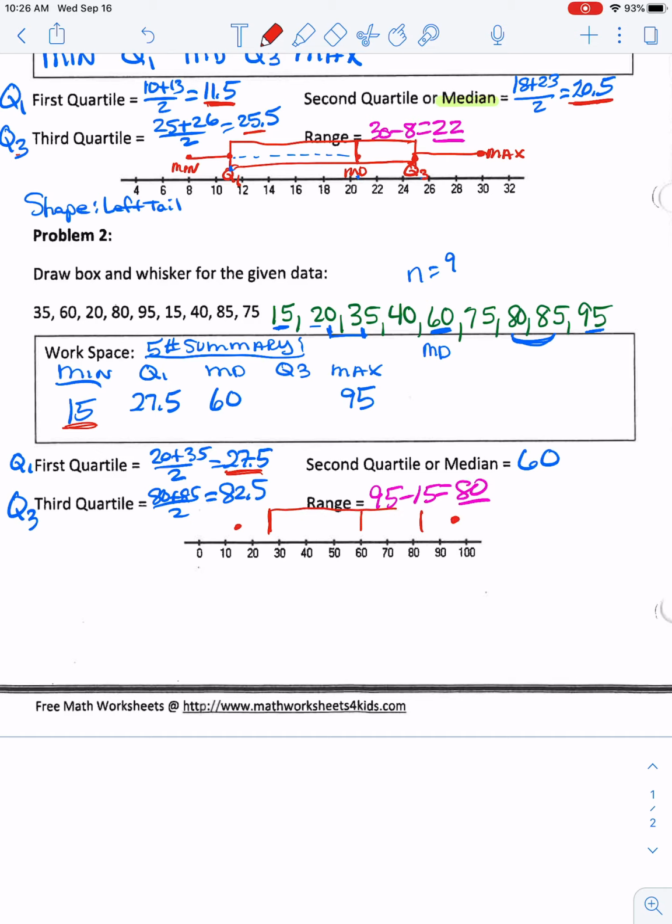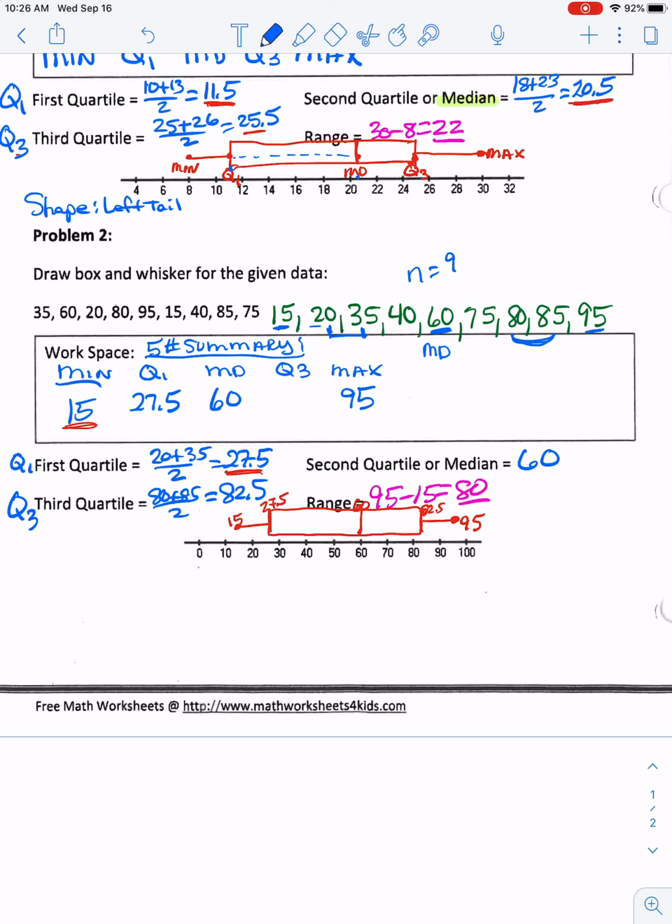Okay, so we'll box ourselves in for the box part. Bring in the whiskers, if you will, to the middle of the box. And then we have our box plot. Sometimes people like to write, oh, this was our min at 15, and this is 27.5, and the median is 60, and the Q3 is 82.5, and then the max is here at 95. If you like to write values in, that's absolutely fine to do so.